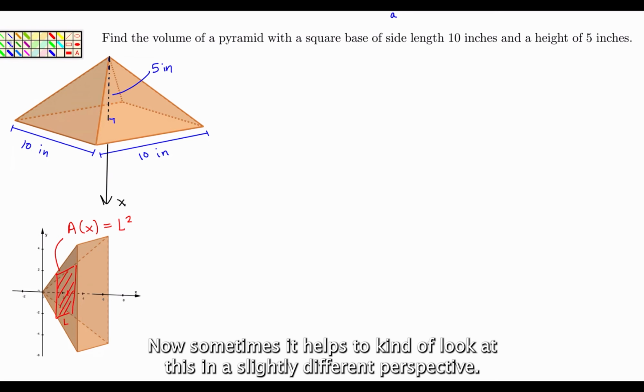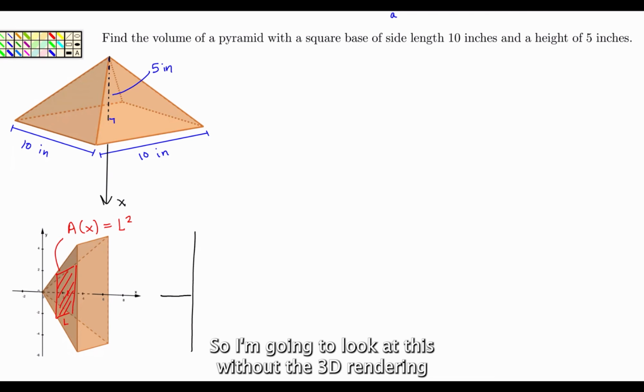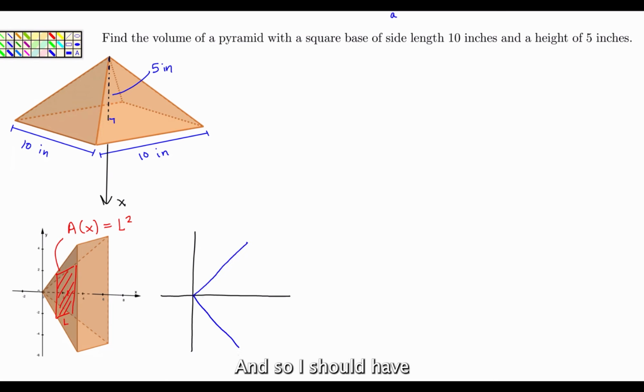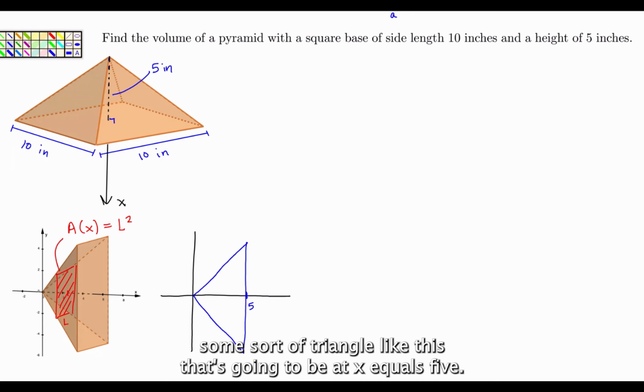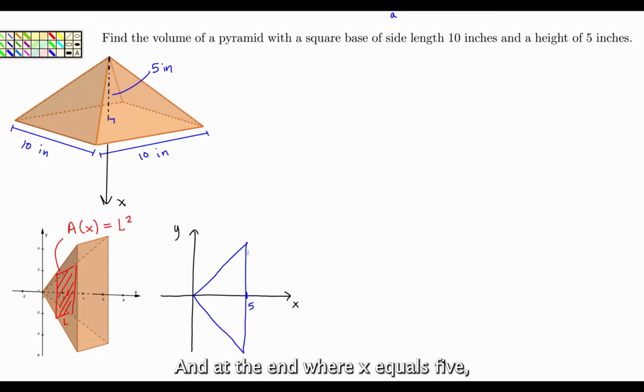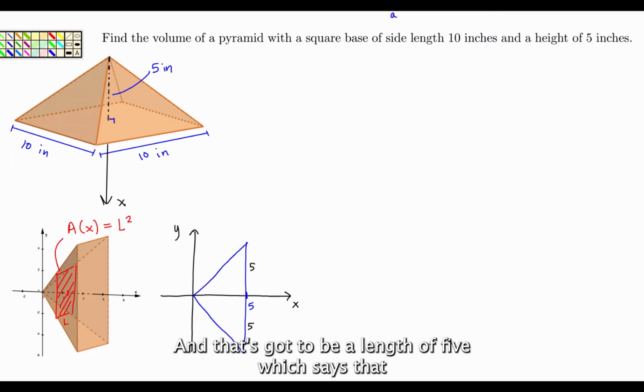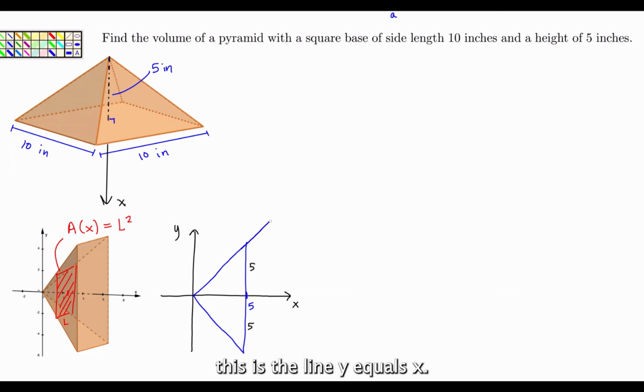Now, sometimes it helps to look at this from a slightly different perspective. So I'm going to look at this without the 3D rendering and just look at what it looks like on the 2D plane with x and y. Okay, and so I should have some sort of triangle like this that's going to be at x equals 5. And at the end where x equals 5, that distance is going to be 10 inches. So that means that this also has to be a length of 5, and that's got to be a length of 5, which says that this is the line y equals x.